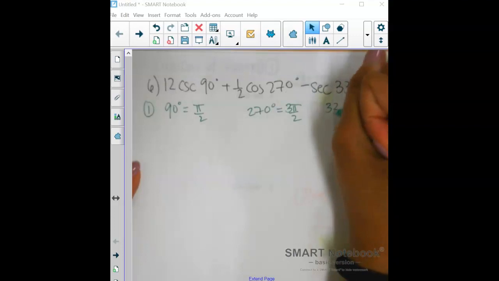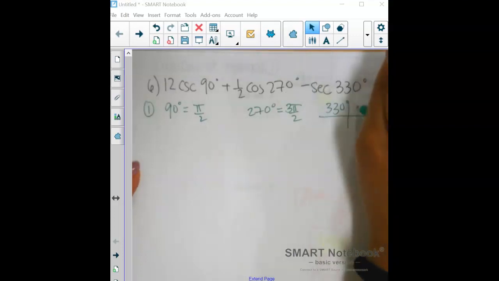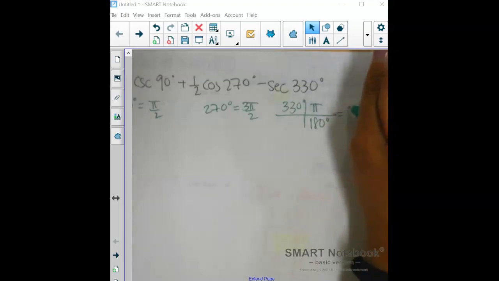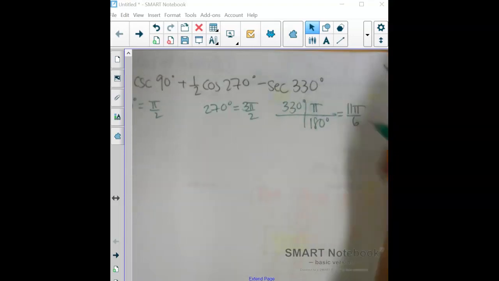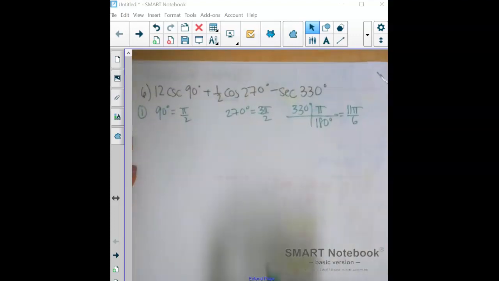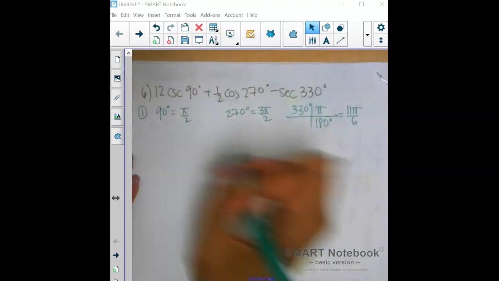And then 330 degrees is how many radians? 11 pi over 6. Okay, so I'm going to use the information that I have and start trying to figure out where each of these is on the unit circle.